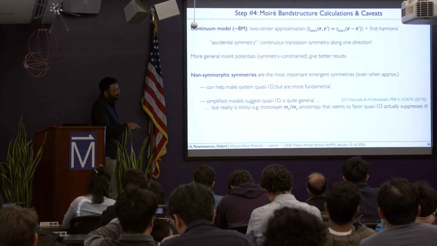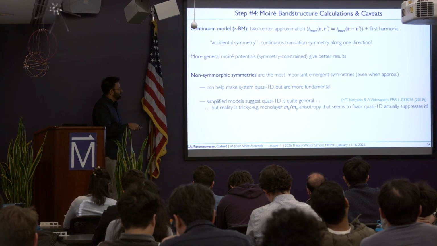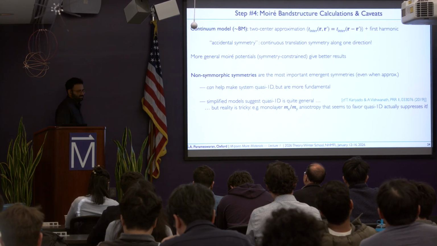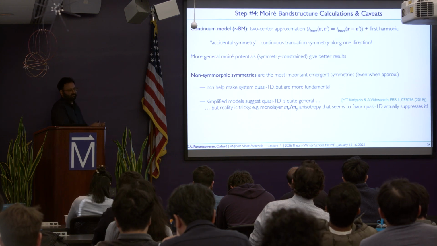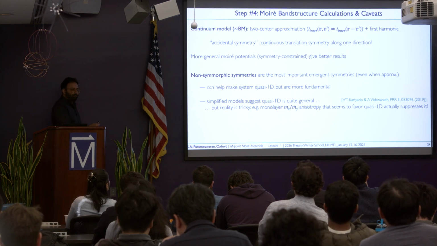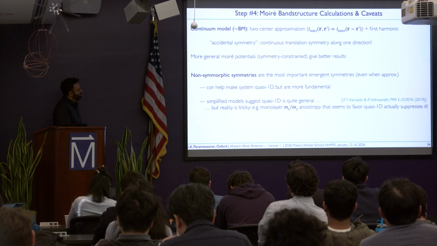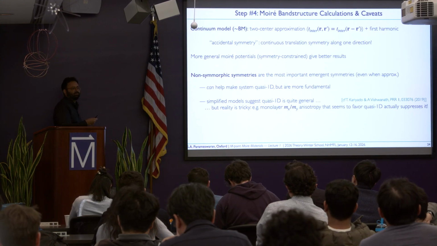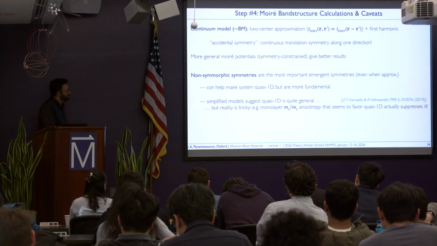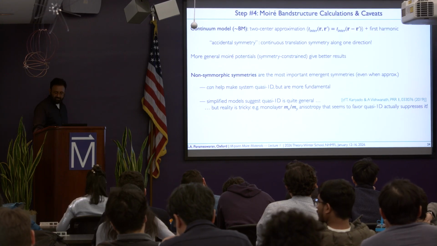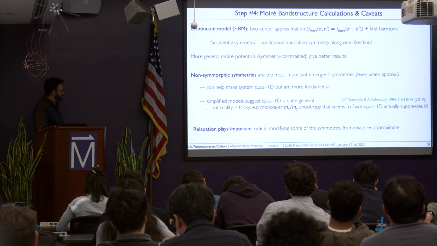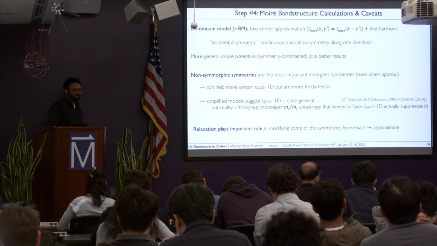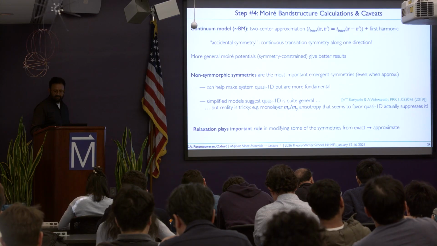For instance, if your monolayer had some anisotropy, one that naively would look like it made the system more one-dimensional, so that bands are lighter in one direction and very heavy in the other, as though hopping is easier in one than the other, it turns out to actually suppress quasi-1D behavior, because the way it interplays with the moiré problem is not intuitive. So you have to think in a more detailed way about these things. And relaxation, as I said, again plays an important role in modifying some symmetries from exact to approximate, thereby creating modification.